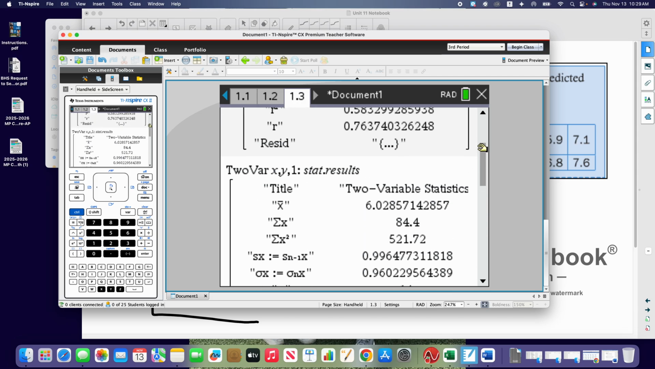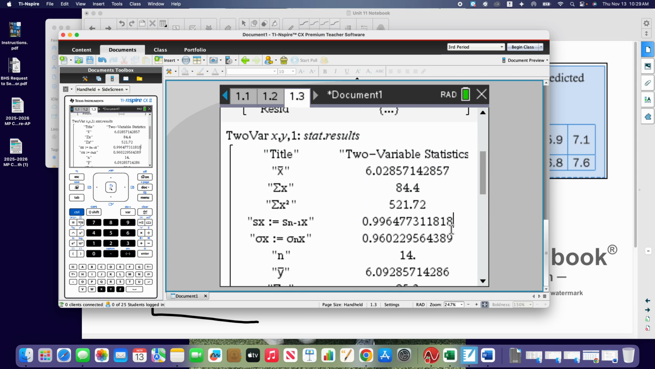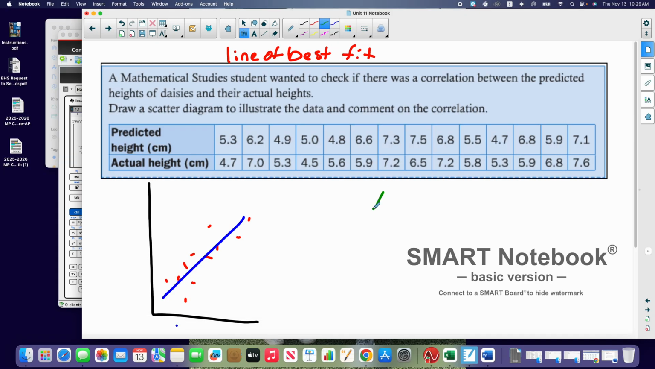unit. If I were to scroll to the front of that, the nice thing about this is it gives me X hat, which is my mean for the X, and it gives me Y hat, which is the mean for the Y. Okay? So I'm going to call this one 6.03, and I'm going to call this one 6.09. So what we would say is our mean for the X and our mean for the Y would be 6.03 and 6.09. And if I were to graph that on my scatter plot, my line of best fit has to go through that point.